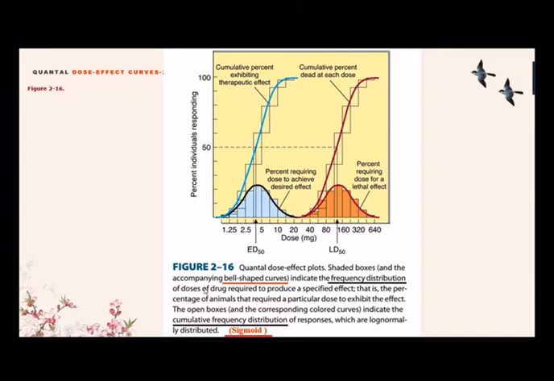The shaded box and the accompanying bell-shaped curve. The shaded box is the blue one, and the accompanying bell-shaped curve indicates the frequency distribution of the dose of drug. The open box and the corresponding color curve: here the open box and corresponding curve is the brown one. They indicate the cumulative frequency distribution of response. What are the frequency distribution and the cumulative frequency distribution?